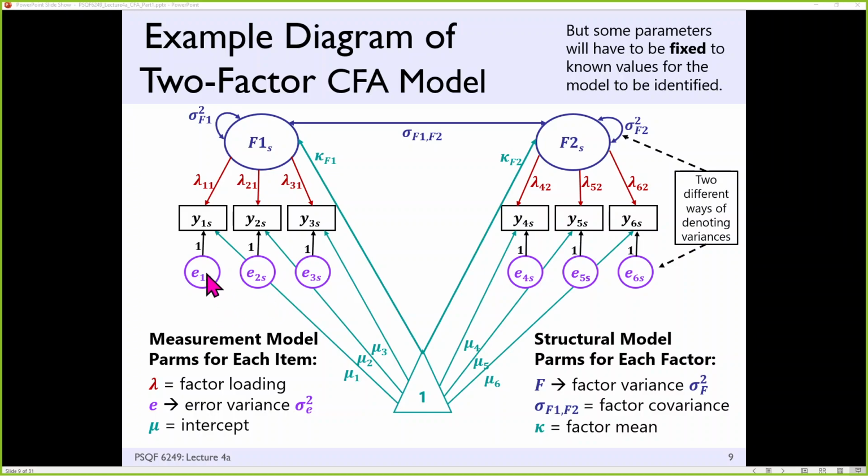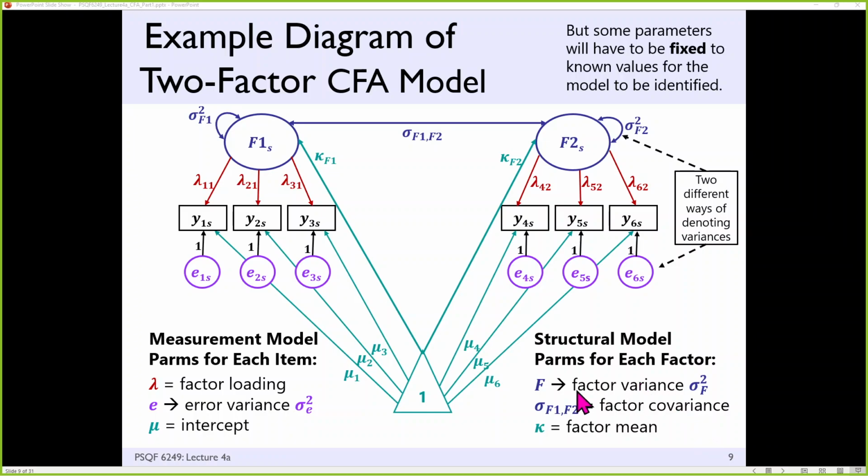And E is not the model parameter. The variance across subjects in the errors is. So that's one thing that can get a little bit tricky. Because I try to keep things straightforward, I'm just using the regular variance symbol for this. I'll give you the more technical notation in a little bit.